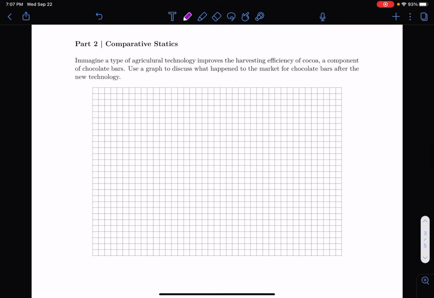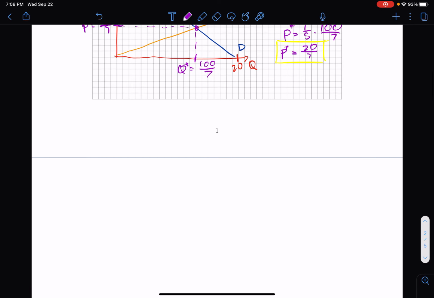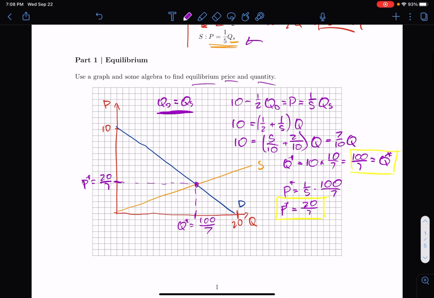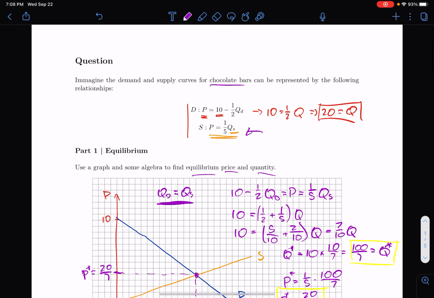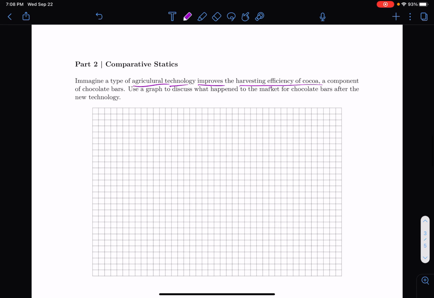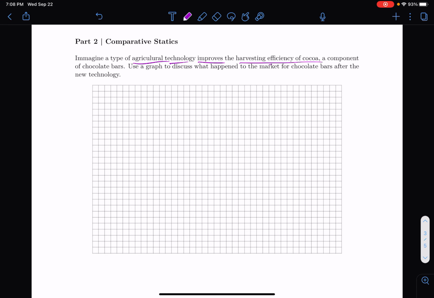So here we have an agricultural technology which improves the harvesting efficiency of cocoa. And then we're going to look at the market for chocolate bars, which, going back to the original setup here, that's what we're looking at. Okay, so we're not given any numbers here, so there's nothing quantitative we're doing in this problem. All we need to do is set up the relative shifts.